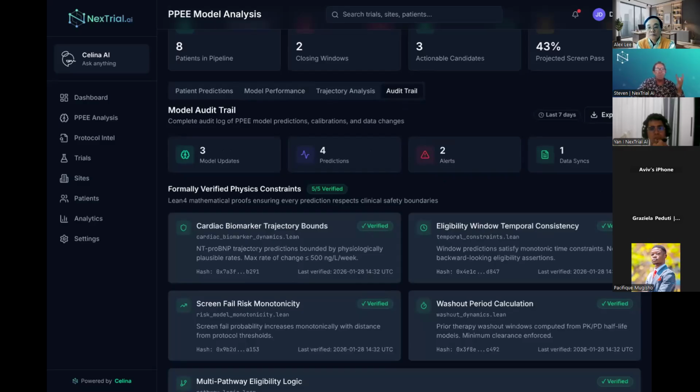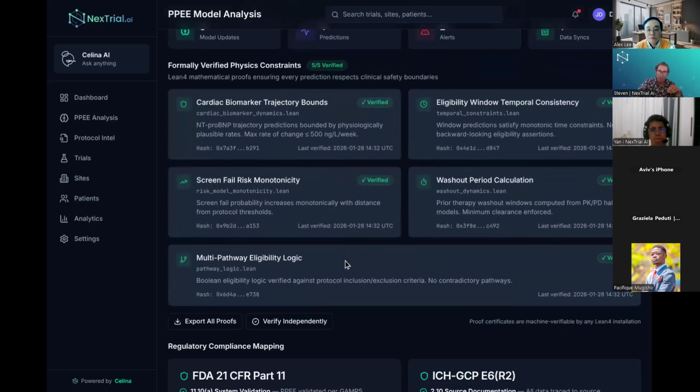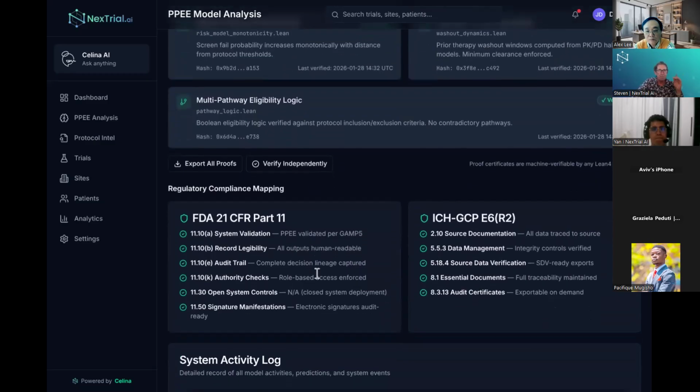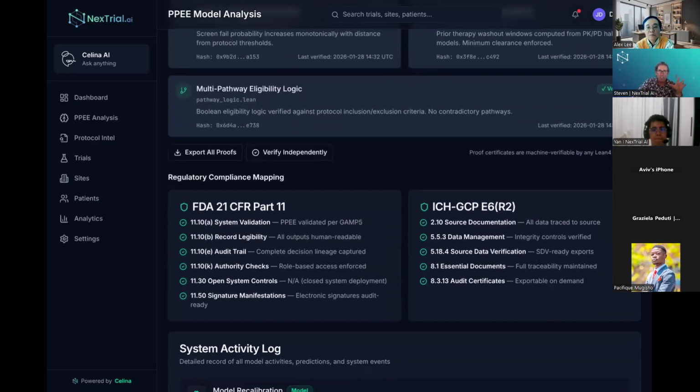This is the slide that changes the conversation, because everything we've shown you so far, someone could theoretically replicate with enough data scientists and enough time, but they can't replicate this. FDA 21 CFR Part 11 compliance is built into the architecture. It's a complete audit trail for every prediction, with ICH GCP E6(R2) source data verification exports. This isn't a compliance checkbox we added later. The audit trail is the product.